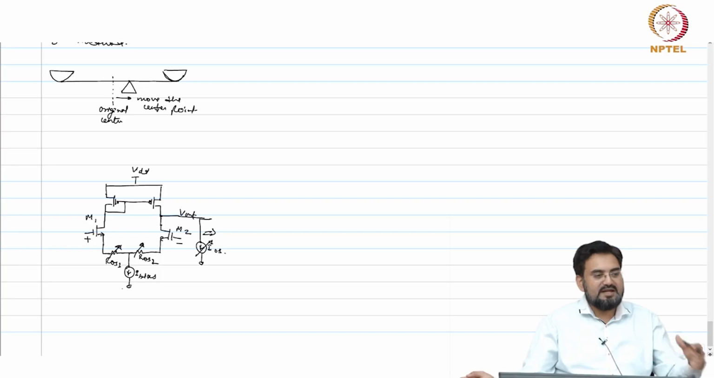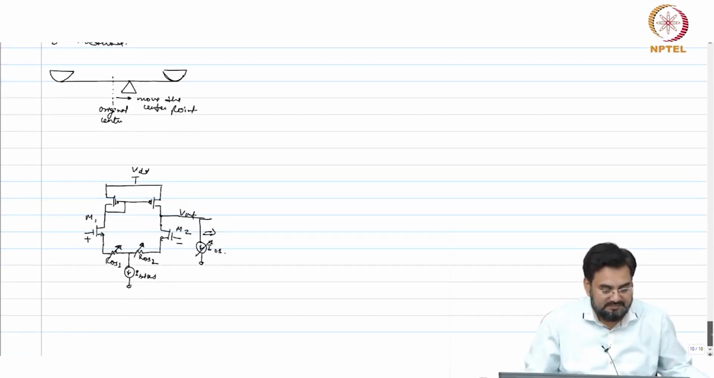So you should try to use high resistivity sheet resistance, which is mostly the poly. You have diffusion resistance also, but those are not very accurate compared to this poly resistor. Metal resistance you use for sensing purposes and all those, but not for general purpose use.